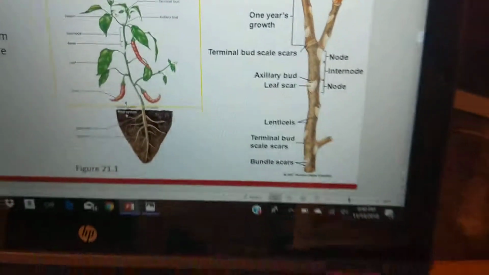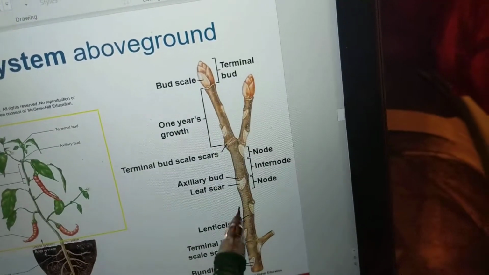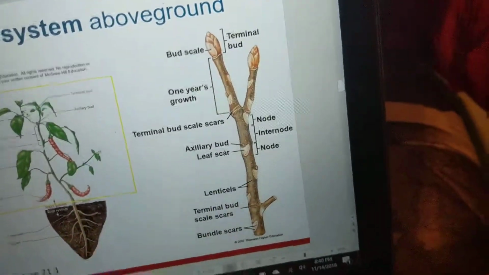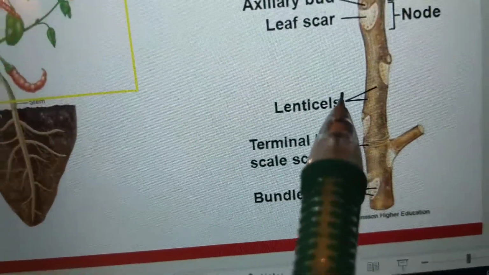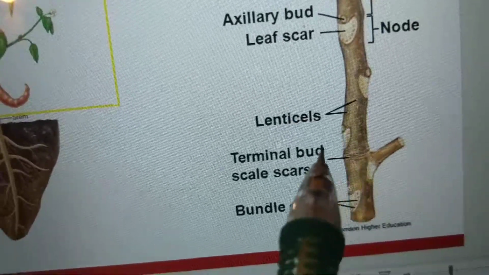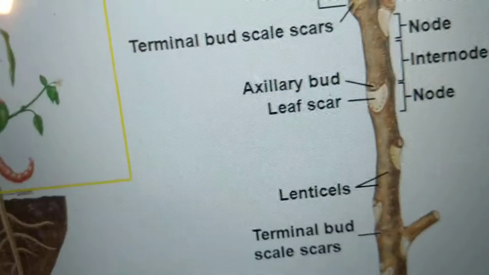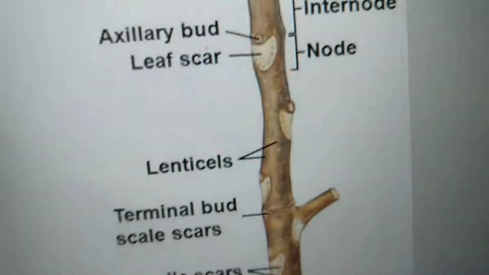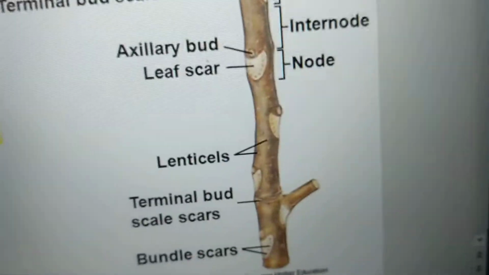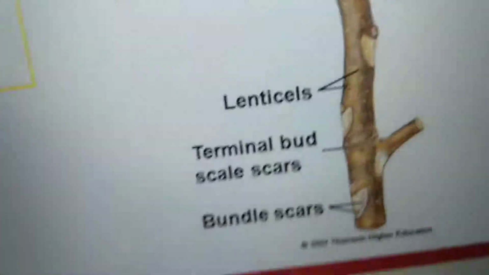So the shoot system, you might need to know how to label the parts of this stem right here, like this branch or twig. So just carefully study these things. Remember, lenticels are little spots in the opening of the bark so the plant can get more oxygen. Terminal bud scale scars: the plant eventually stopped growing, like here at the terminal bud, but then because it was winter, it started to grow again, and that's why there's this mark right here. You see it on branches everywhere.